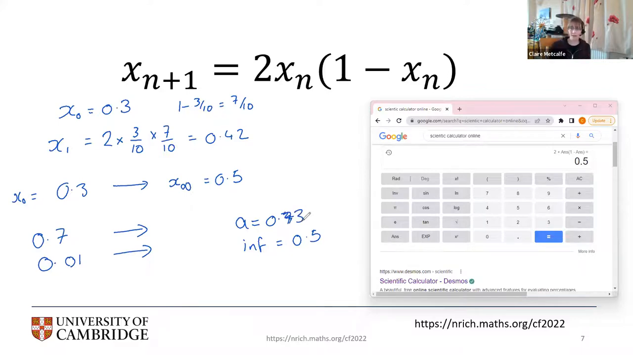So have a go at value and then put it into your chat. So we want your initial value and your final value, what happens in the end. And I'll give you about a minute to do that. Okay, you might want to try and find some really small values and some really big values.